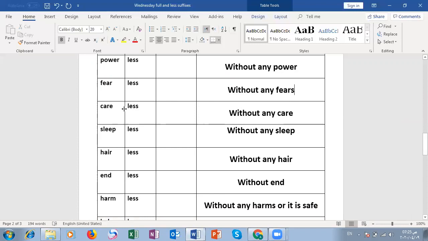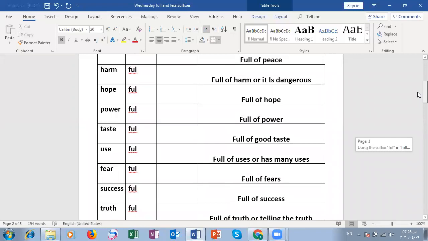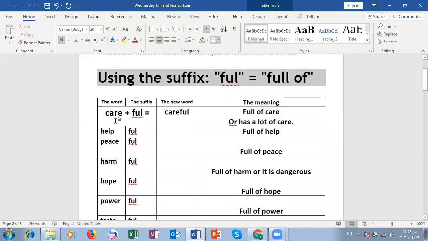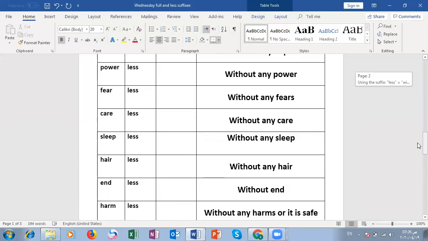Careless. When you don't give the right care for your homework, so you are careless. When you are late doing your homework, so you are careless. But if you give much care to your homework, so you are careful. If you give the right care, much care to your homework. So now we are talking about careless. You don't give much care.